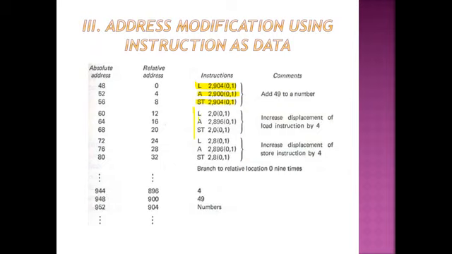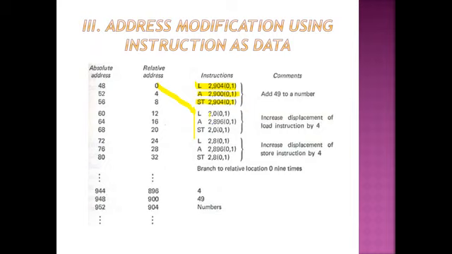Load 2 comma 0 comma 0 comma 1. What it means: load the value present in location 0 into register 2. So what is present in location 0? You have this L, it's an instruction. But when I say load it into register 2, what will actually be loaded? The zeros and ones, the assembled instruction. That value is going to be loaded into register 2.